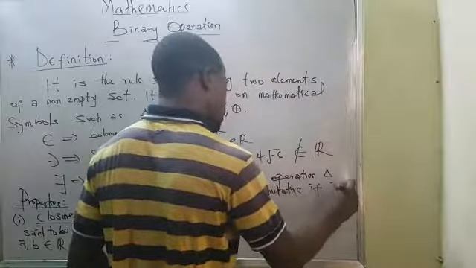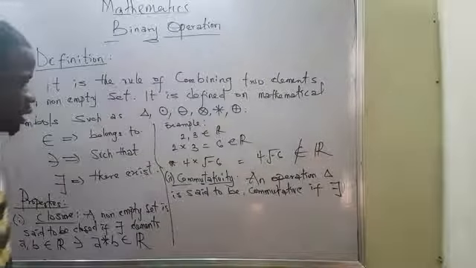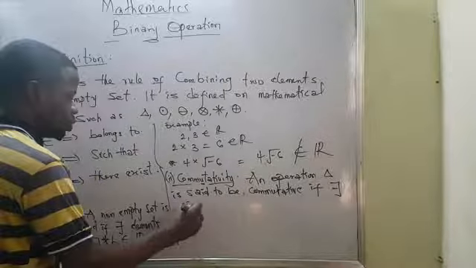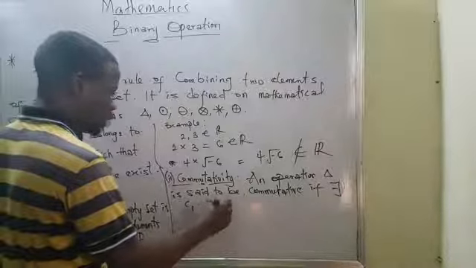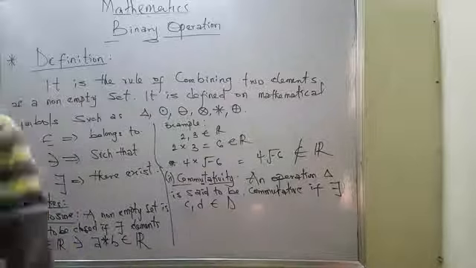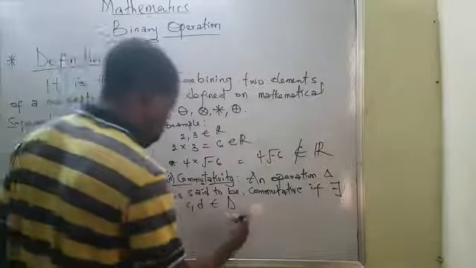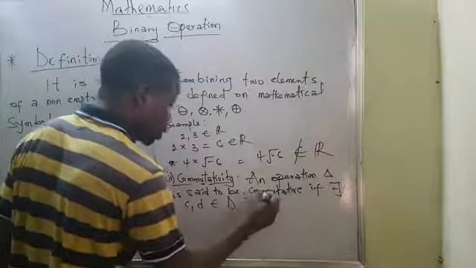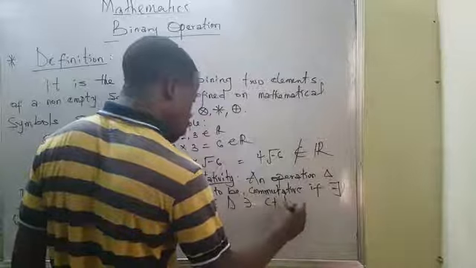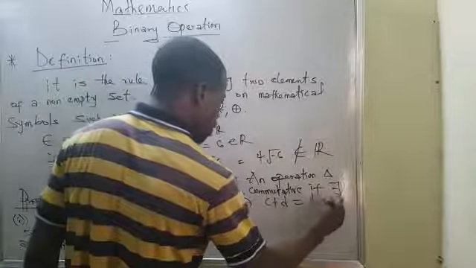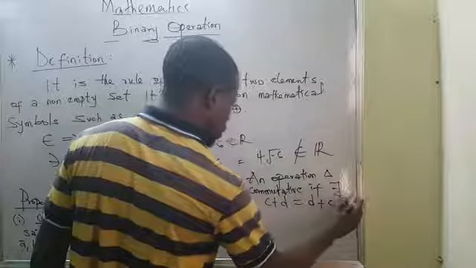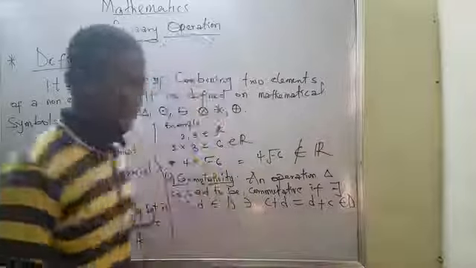If, I want to use that my symbol again, if there exist C and D, let me use another alphabet now, such that they belong to capital letter D. Anything. So they belong to this such that C plus D is equals to D plus C, and that belongs to capital letter D.